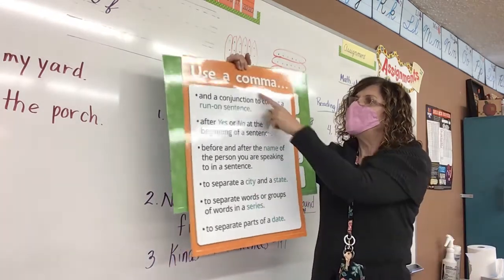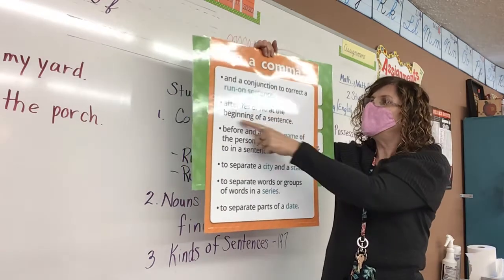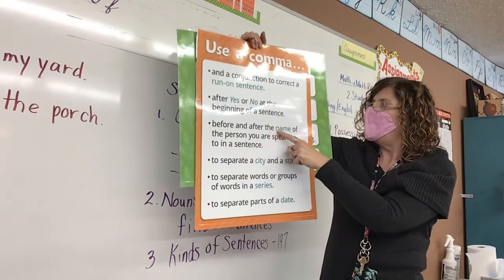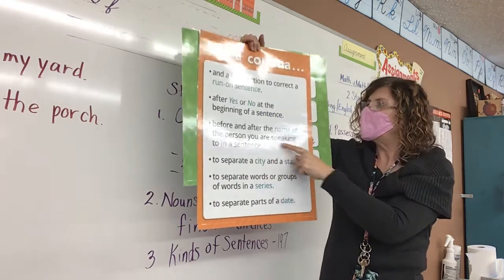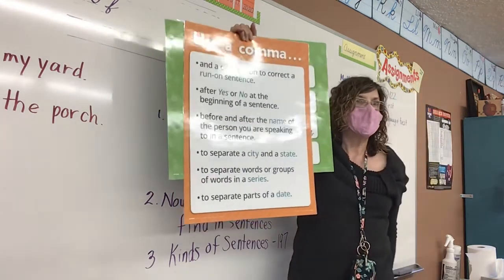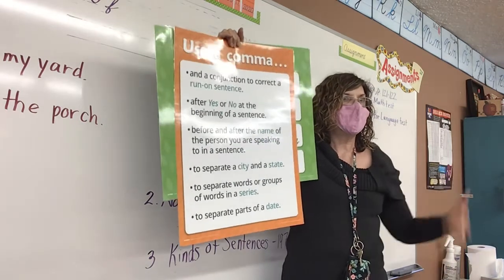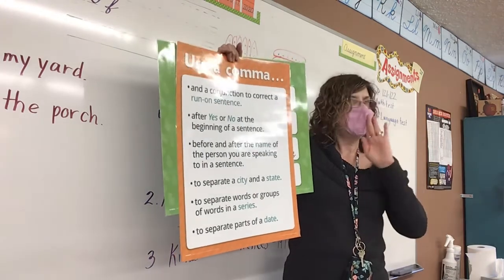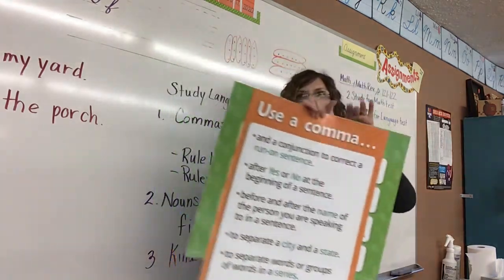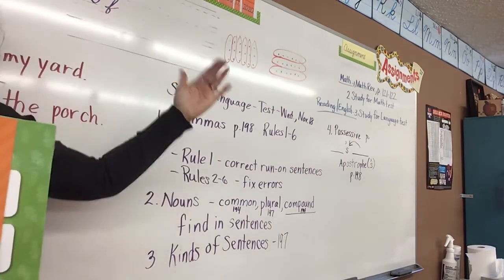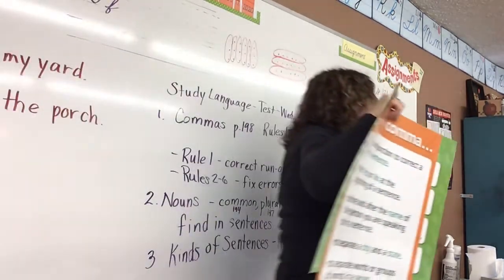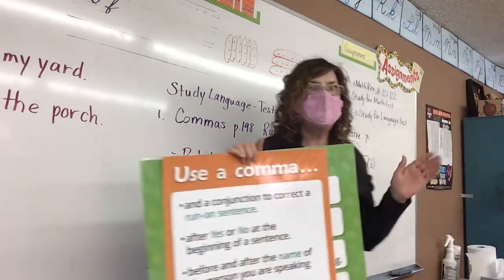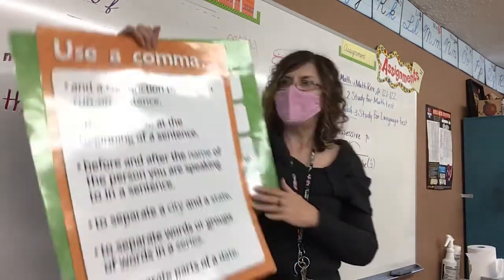Okay? You're gonna use a comma after yes or no at the beginning of a sentence. Use a comma before and after the name of the person you are speaking to in a sentence. And that is called direct address. Do you put a comma every time you see somebody's name? No. No, you have to be speaking to that person. Remember, if their name is at the beginning, the comma goes after their name. If their name is at the end, the comma goes before their name. And if their name is somewhere in the middle, before and after their name.